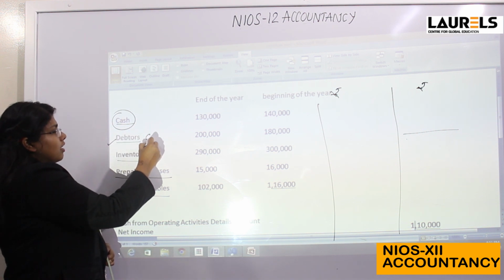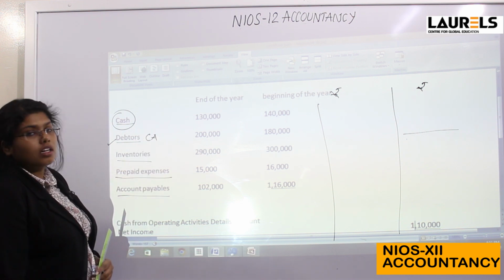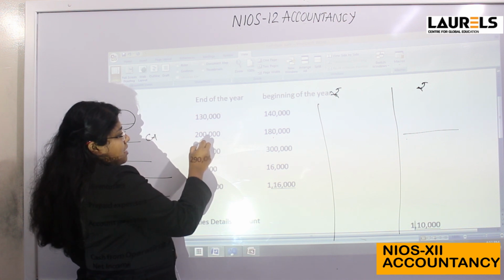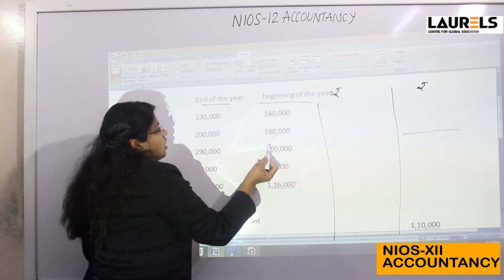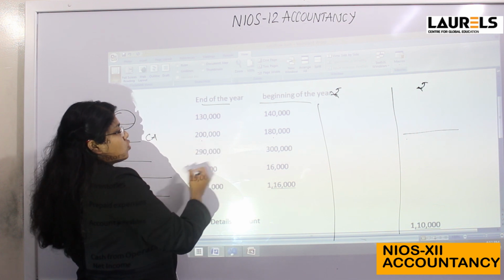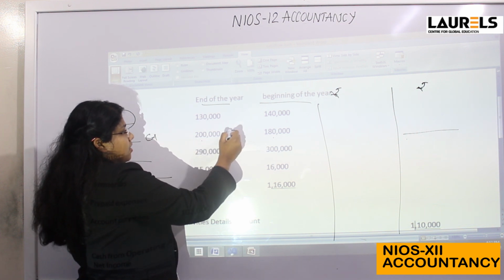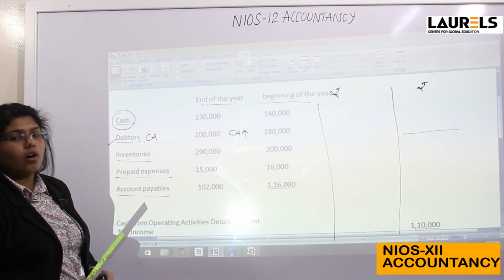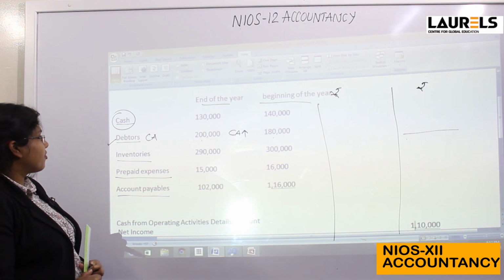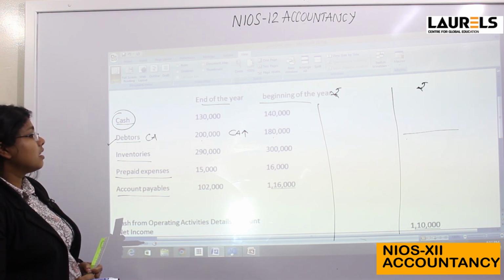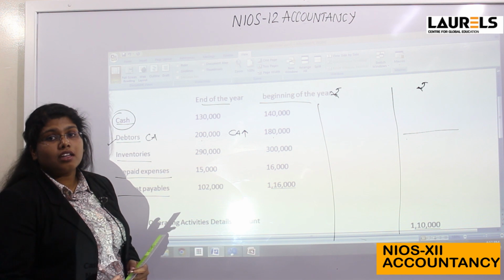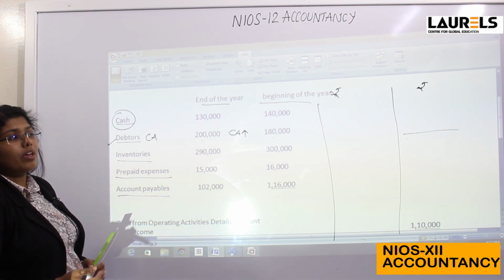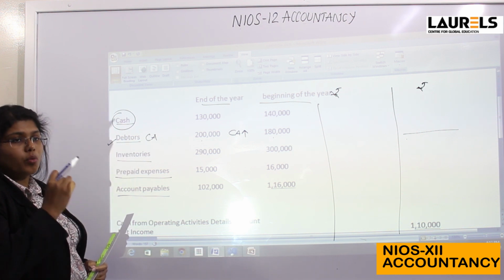We will take debtors. So debtors are current assets. How do we look? We have to look at what was the asset at the beginning of the year and what was the asset at the end of the year. So in the beginning it was 1,80,000 and now it is 2,00,000. That means current assets have increased. An increase in current assets, is it add or deduct? We definitely minus. Why? Because we have not turned our current assets into cash. Therefore, we have less cash with us. Therefore, we minus or we less it.